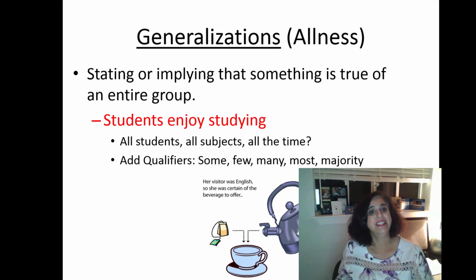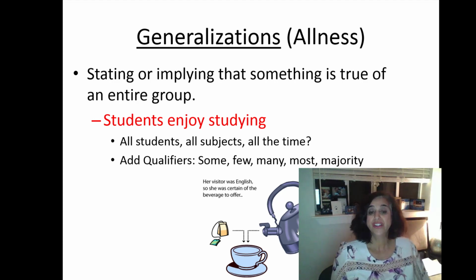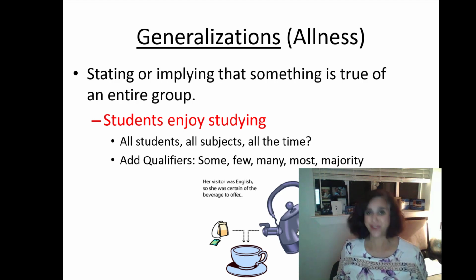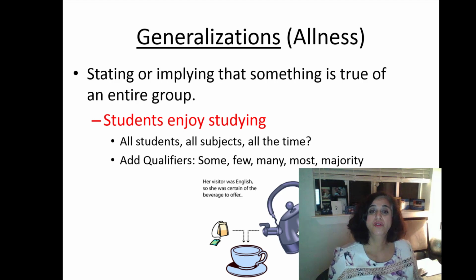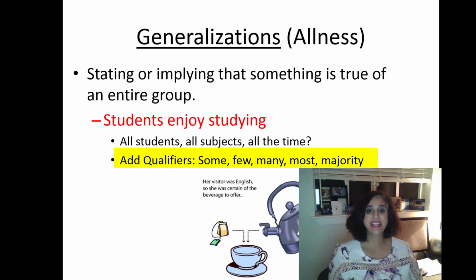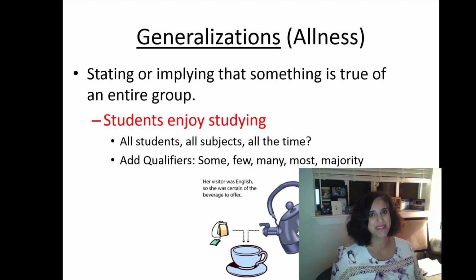Generalizations or allness. This is when you are stating or implying that something is true for an entire group. For example, students enjoy studying. When you make that statement, you are assuming all students enjoy studying all subjects all the time. Well, of course, we know that's not true. To avoid generalization fallacies, add qualifiers. Words like some, few, many, most, or the majority. Many students enjoy studying some of the time.